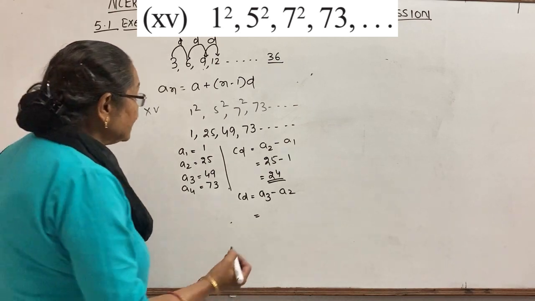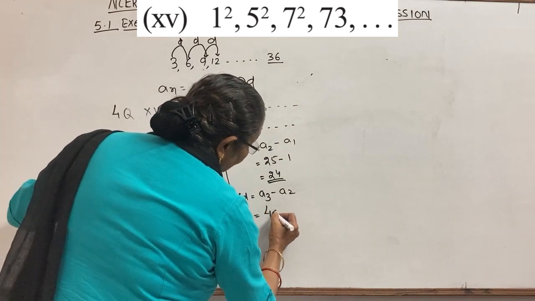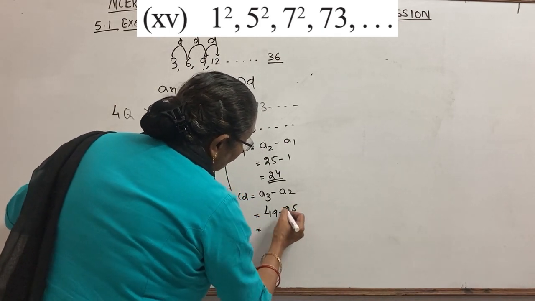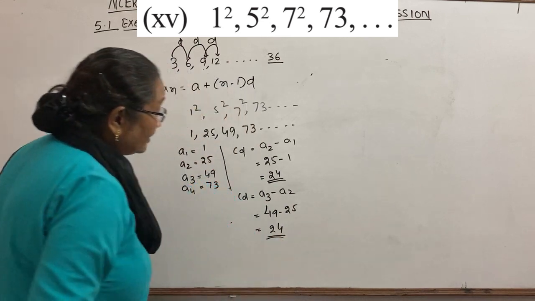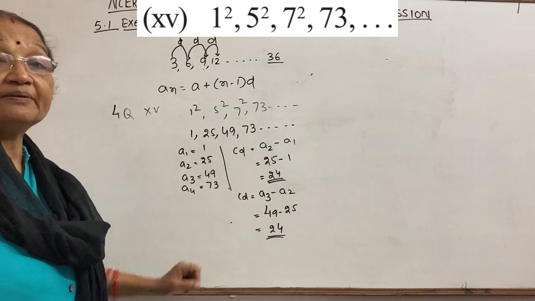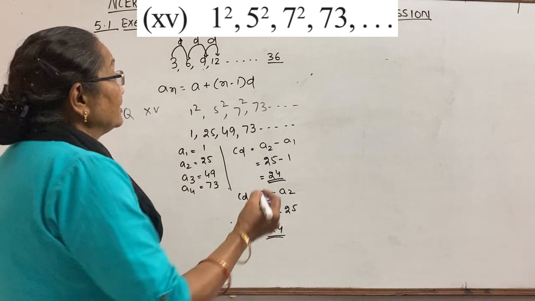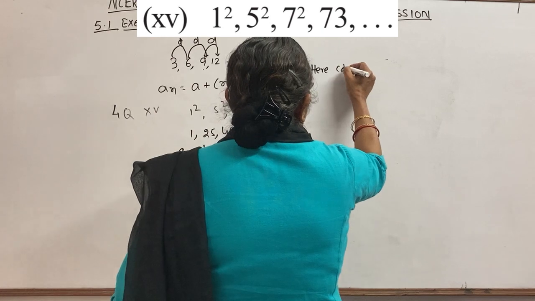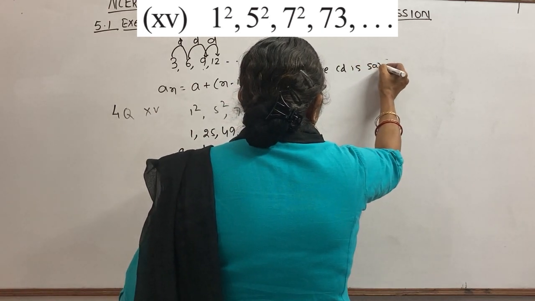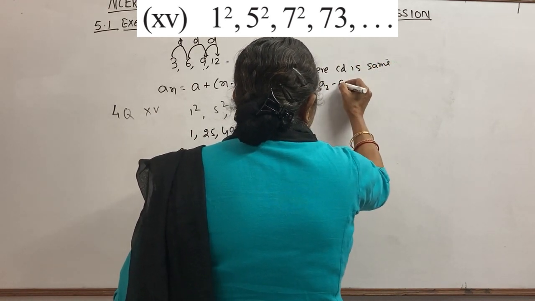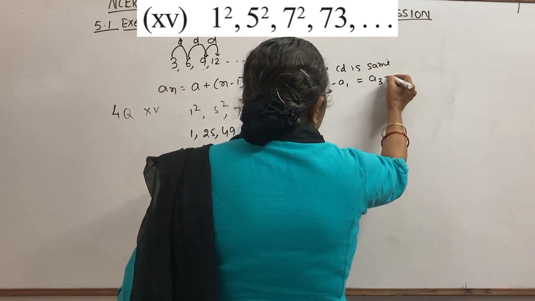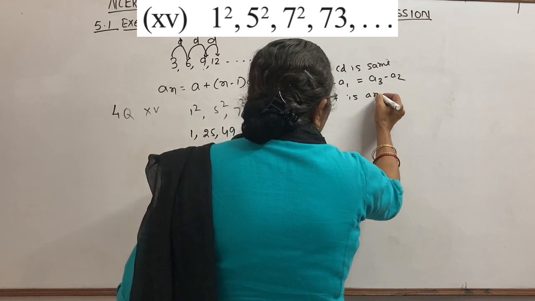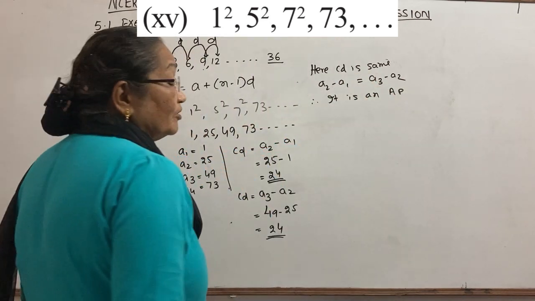So now A3 is 49 minus 25. 9 minus 5 is 4, 4 minus 2 is 2, so 24. Now you see both are the same. The common difference of 24 is the same. Here what you will write? Here the common difference is the same. A2 minus A1 is equal to A3 minus A2. Therefore it is an AP.